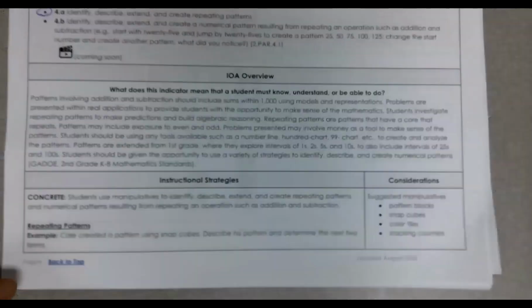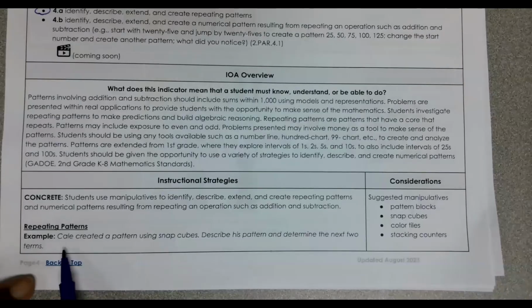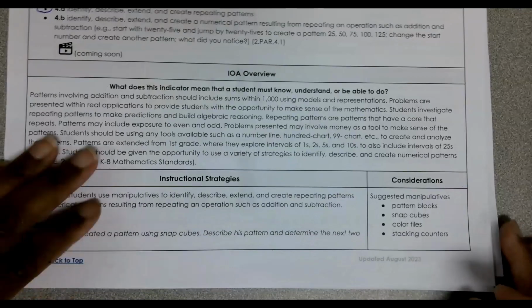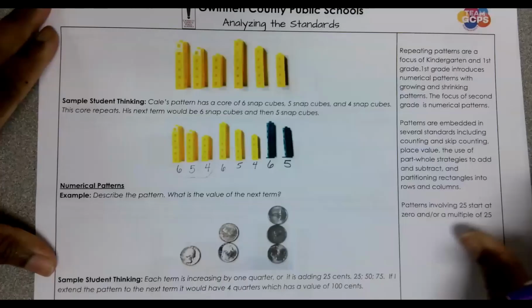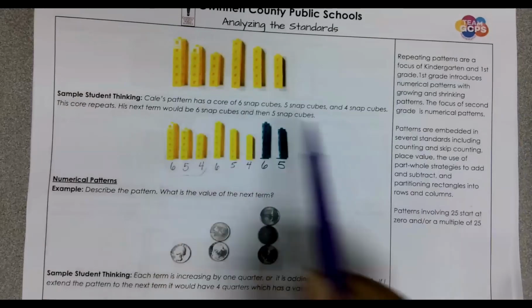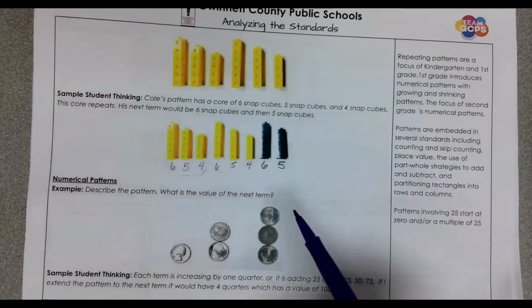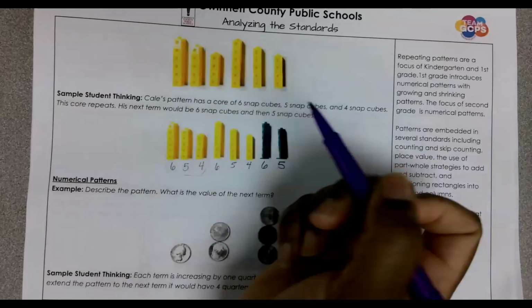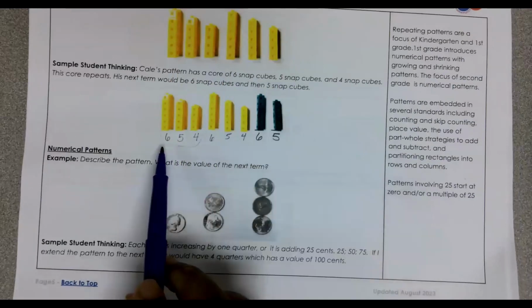So it tells us that Kale created a pattern using snap cubes. Describe his pattern and determine the next two terms. So I'm going to go in the ATS to that example. So here's Kale's pattern, okay? Notice in this example that the first term shows 6 cubes, okay? And it's actually labeled right here.